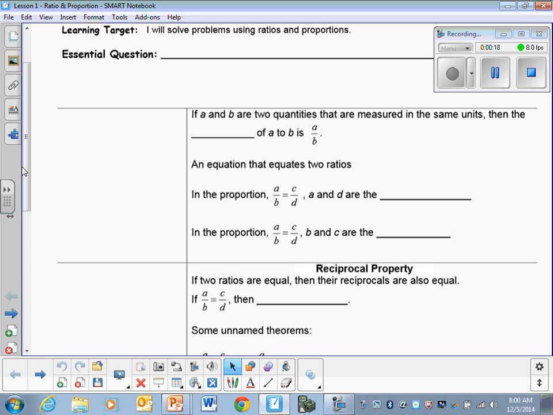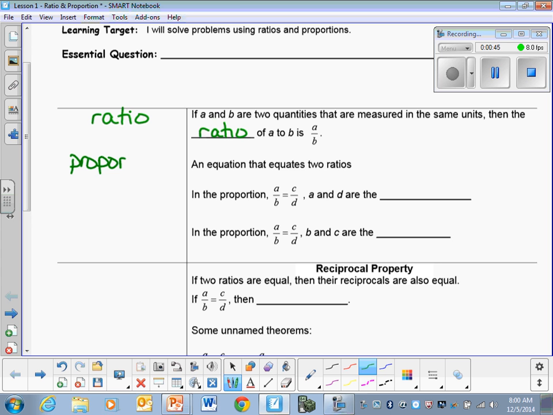If A and B are two quantities that are measured in the same unit, then the ratio of A to B is A over B. Please remember that ratios must be in simplest form, and they also have to have the same units. So you can't have inches over feet in a ratio. Be careful about that. A proportion is an equation that equates two ratios.